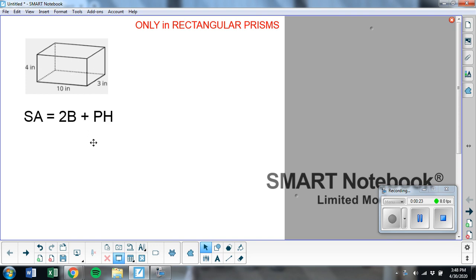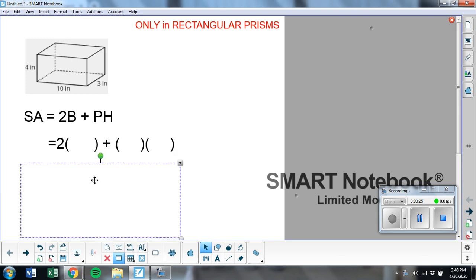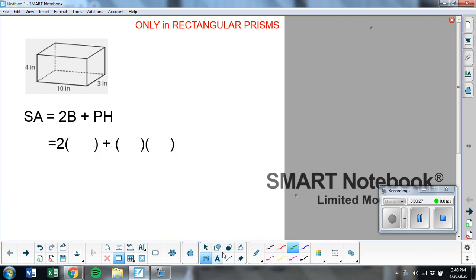Here's the formula, 2B plus PH. So I'm going to find all of those different things. Let's say first I want my base to be this on the bottom here. So the area of that bottom rectangle is 10 by 3. So 10 by 3 is 30.